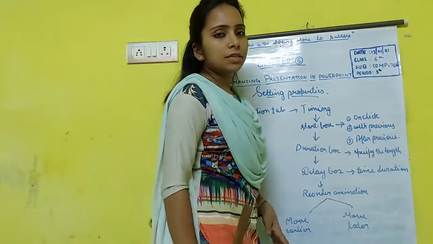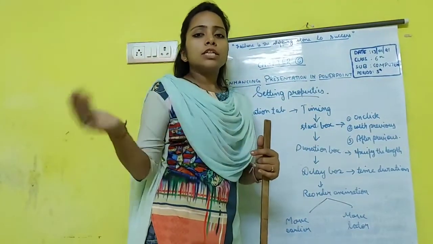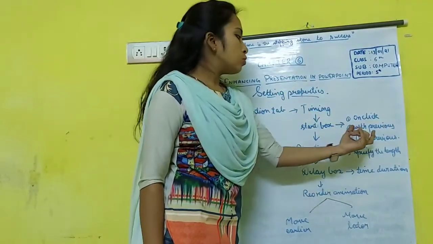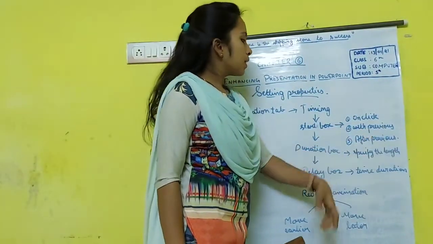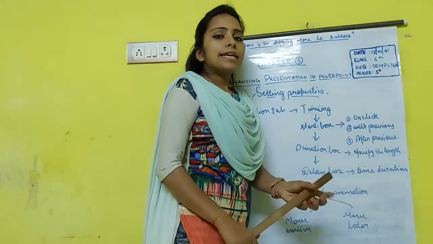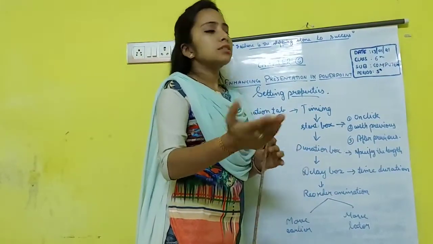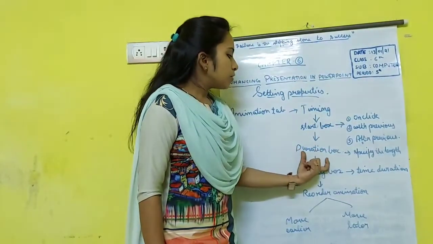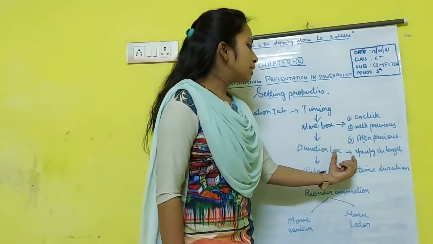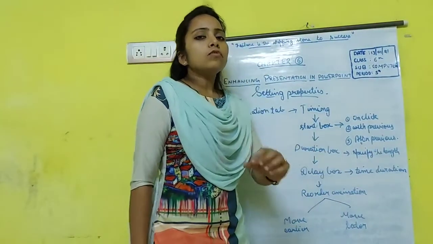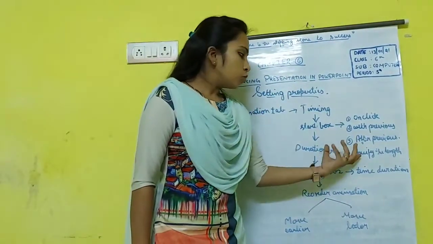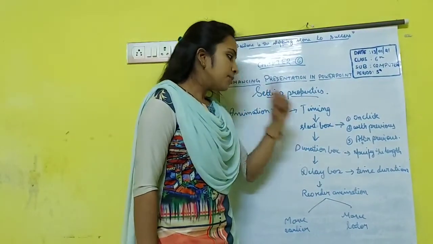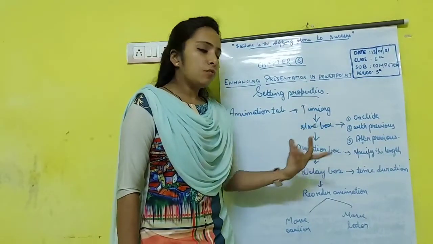Second option, with previous, means you have added 2 or 3 animations and the new animation should also go with the previous one, means all together. After previous means the second animation should start just after the previous one. Okay? So these options are there. Then after that, the duration box. In the duration box you can specify the length. You want a 2 minute animation, a 5 minute animation or a few seconds animation. You have to specify the length of the animation.